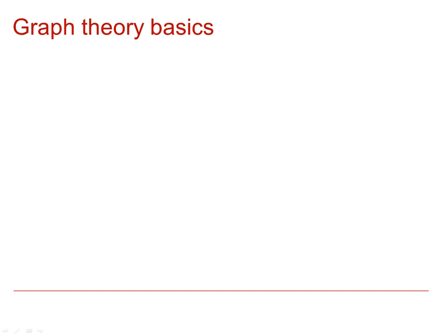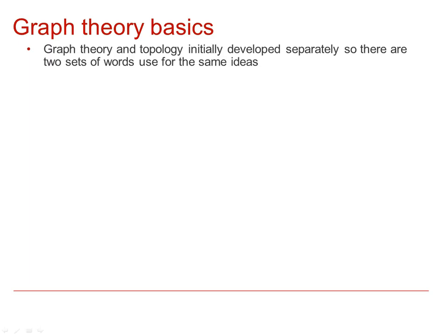Graph theory is a relatively new area of mathematics and developed separately from, but is very much related to, another area of mathematics called topology. So these two develop separately, and therefore you'll find that we've got different words which describe the same ideas. And you just have to get used to this when you're dealing with the discrete topic of graphs.